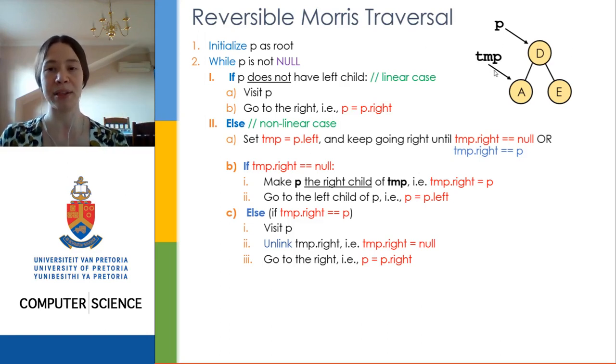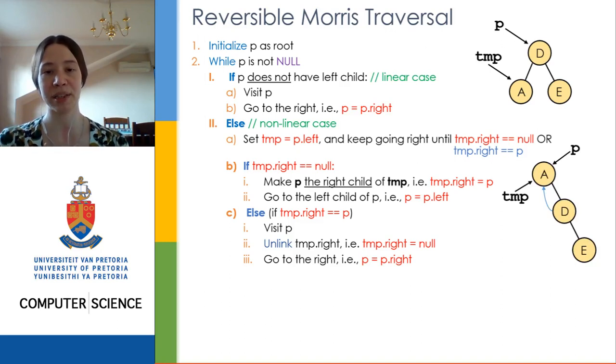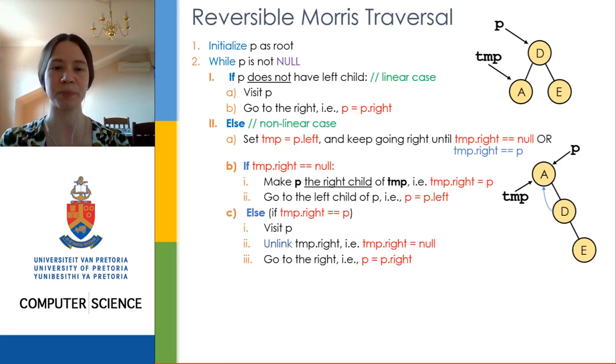What happens now with our P and TMP? We ask if TMP's right is equal to null. Well, A's right is actually null because it's a leaf node that doesn't have right children, so we've already arrived at this condition. Therefore, we're going to do this step here. We're going to make P the right child of TMP. So D becomes the right child of A, just like on the previous slide. What is important to note is this blue arrow. This arrow actually is the left pointer of D. D still remembers that A is its left child. We did not unlink it in any way. So A's right child is D, but D's left child is still A. They link to each other.